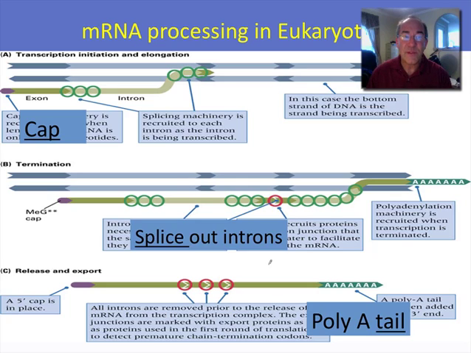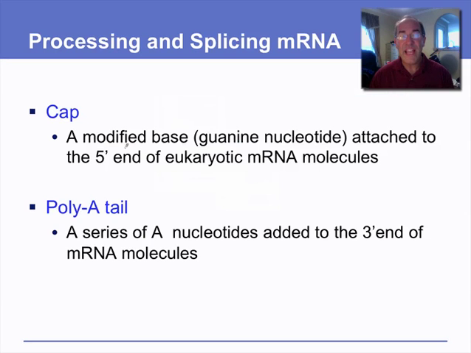There are three things that we're going to do to your messenger RNA. We're going to cap it at the 5' end. We're going to remove these introns in the middle, and we're going to add a poly-A tail at the 3' end. Let's do the capping and tailing first. When we cap a messenger RNA, we're going to add a base to the 5' end. So here's the messenger RNA, 5' end on the left, 3' end on the right, and we're going to add a base to the 5' end.